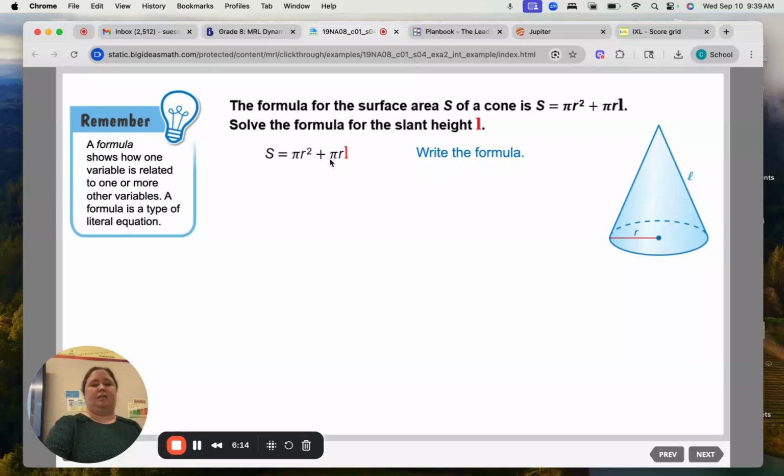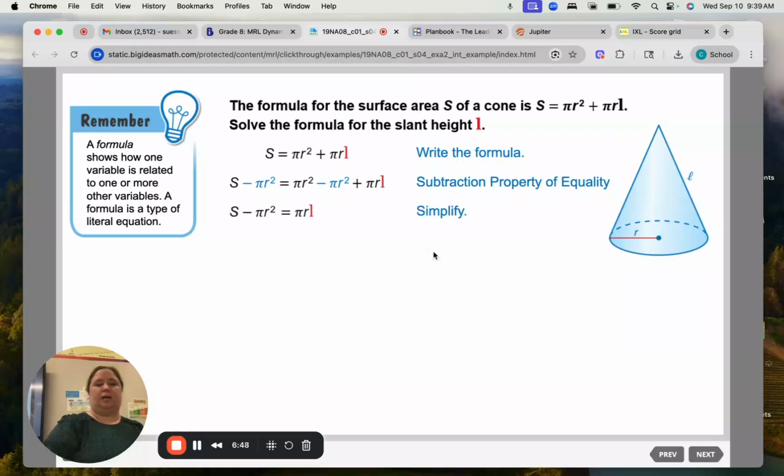Is this term positive or negative? Positive. So to move it to the other side, we're going to subtract. All you do is say minus pi r squared. Does it matter that we don't know what numbers those represent? Technically, we know what pi represents. Once you've done that, those two cancel out on this side, and I'm left with S minus pi r squared equals pi r L. So all I'm doing is rearranging.